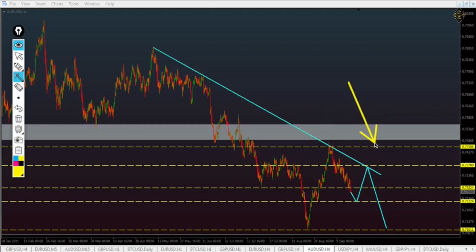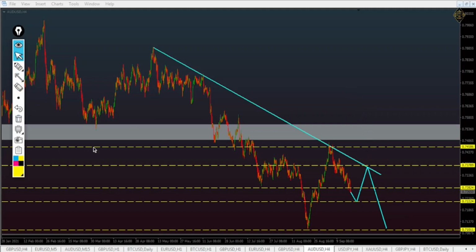The levels we got, my friend, are 0.74586, another one at 0.73789, another level at 0.72824, another level at 0.72224, and the last level at 0.71011. Everything is very clear till now.